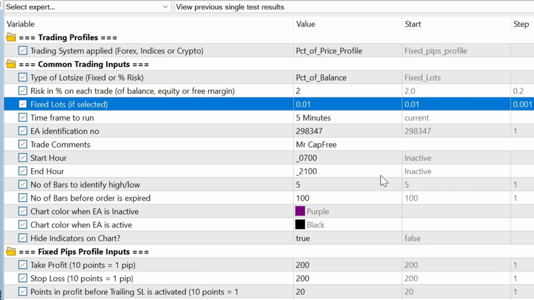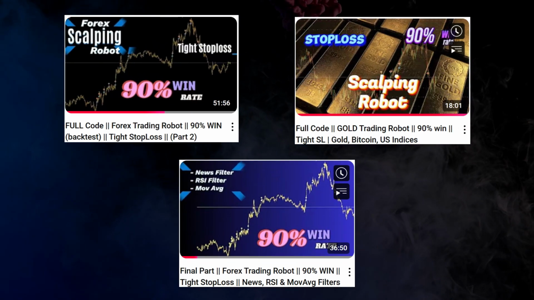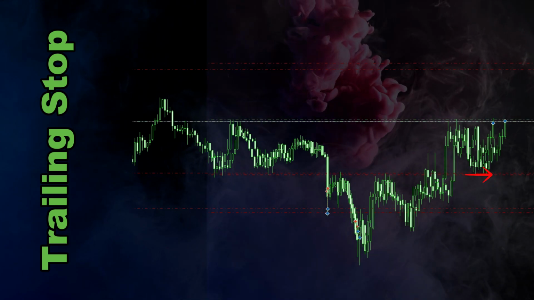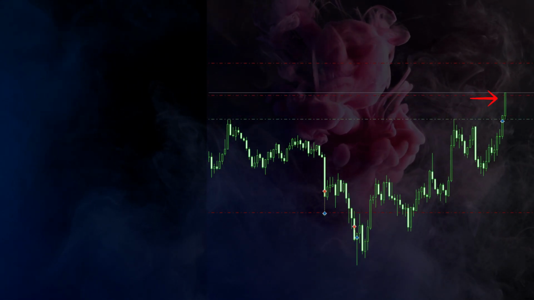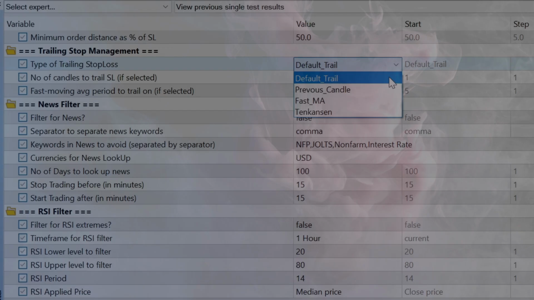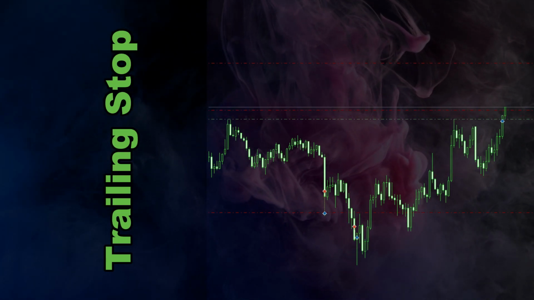And the last modification that we're going to make to the EA is for the trailing stop loss. Now in the normal scalping robot video, we have the trailing stop loss as an extremely aggressive trailing stop loss. So as soon as the price moves into profit, we start trailing the stop loss very aggressively until the price comes back and hits it. But then I have also added other types of trailing stop losses. The first time the stop loss is going to move is when the price moves into profit. So it will be like the normal default trailing stop loss.